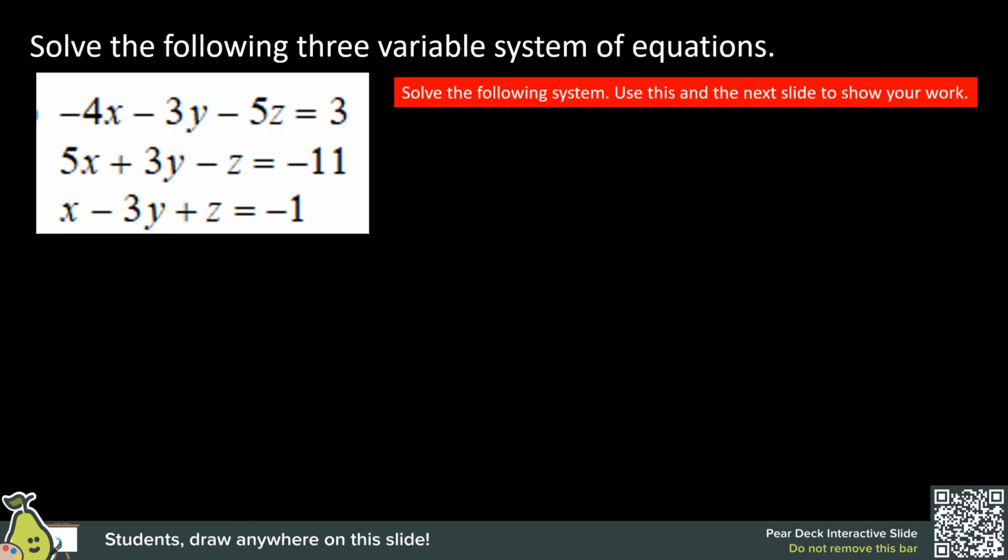Okay. And the last one, ooh, this one's a doozy. So it's a 3-variable system. I know we did discuss this very briefly on one day, but I'm going to go ahead and solve this with you guys. When I'm setting this up, I want to use elimination. I'm going to pick these two equations to set up my A. So my A would be negative 4x minus 3y minus 5z equals 3, and 5x plus 3y minus z equals negative 11.